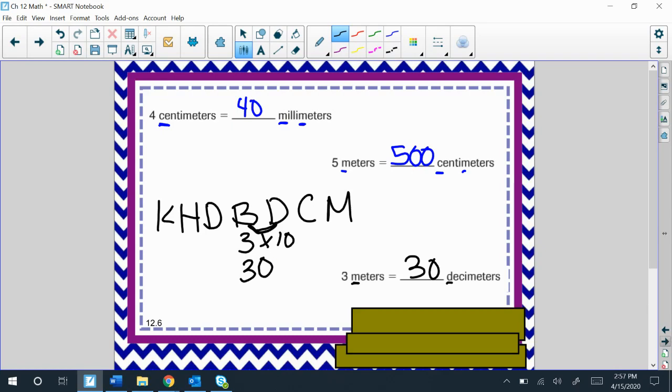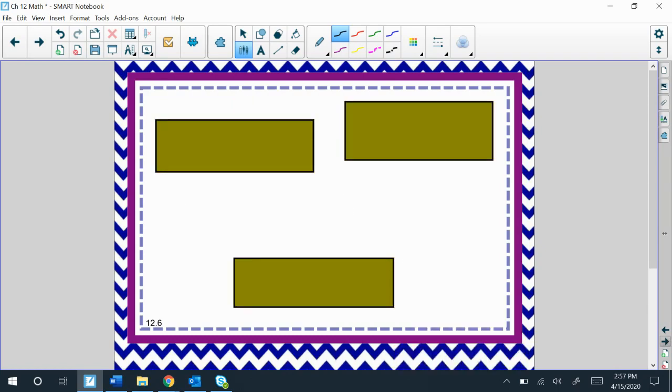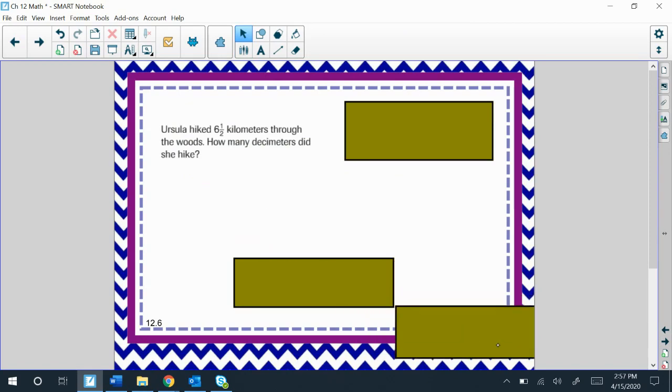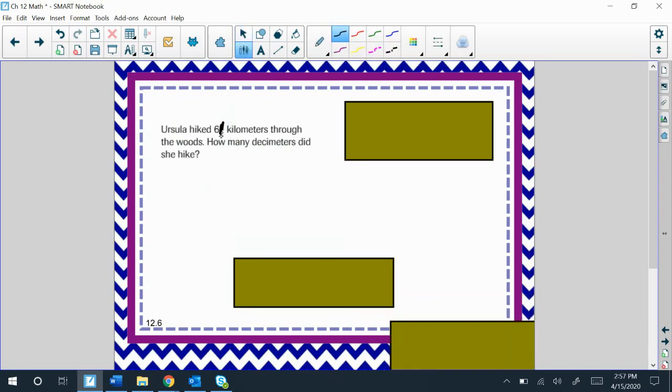I hope that this helped you. We got a few word problems that I want us to try, and then we will be good. Here is the first one. We are going to do it, but we're not going to use fractions because I want you to try this one on your own. Go ahead and try. Usela hiked 6 kilometers through the woods. How many decimeters did she hike? So, all right, let's see how we did.